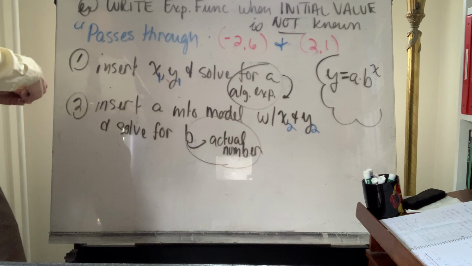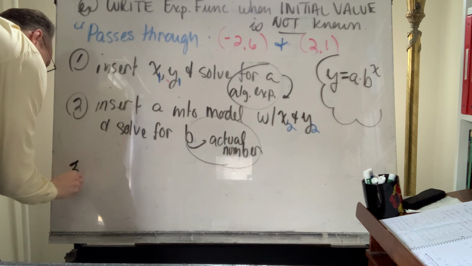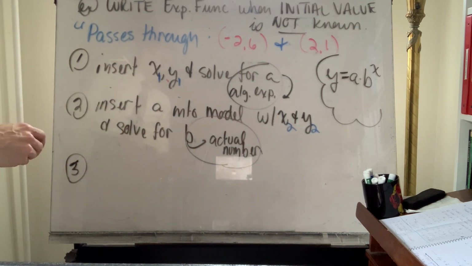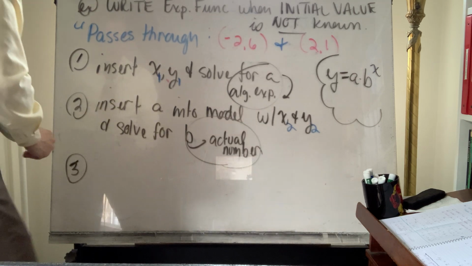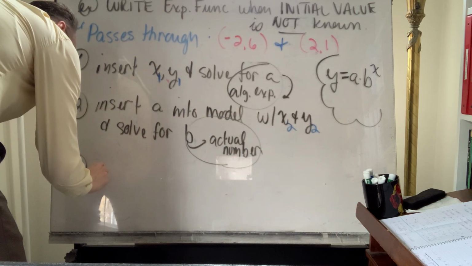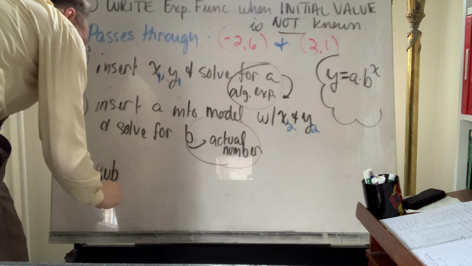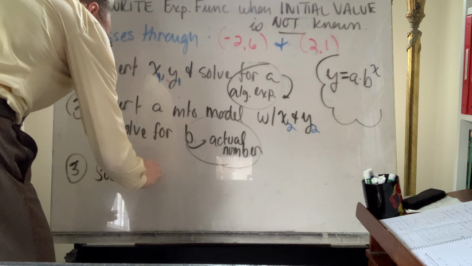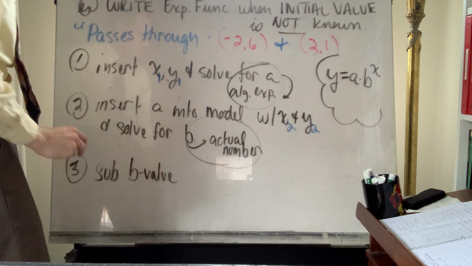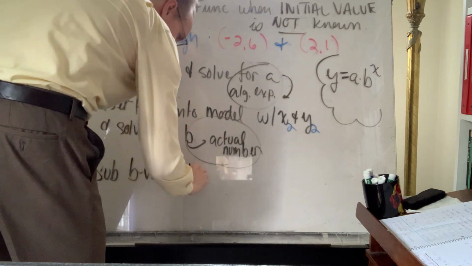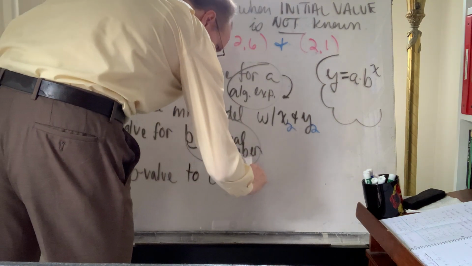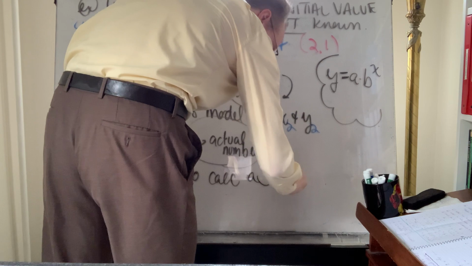And then what you end up having to do again is substitute the b value to calculate a as an actual number.